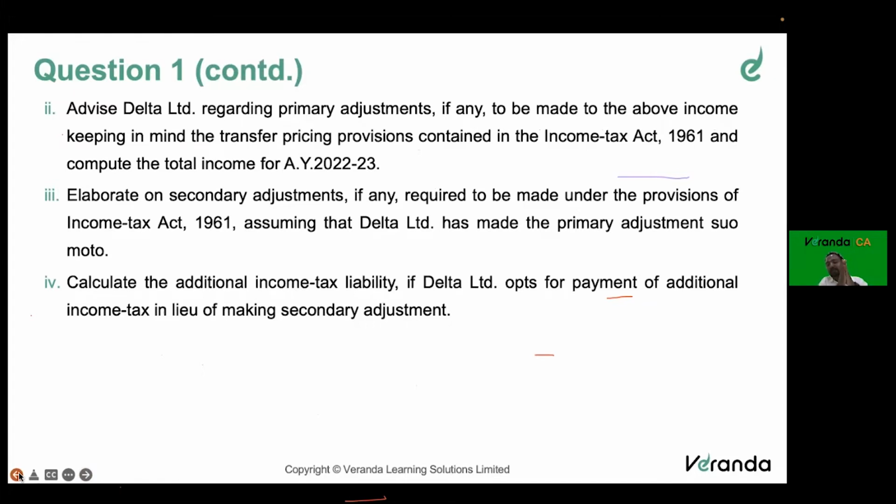So typically, as we said, the things that we need to understand are the primary adjustment. The first thing is we need to understand what exactly a primary adjustment is. Then we need to understand what exactly a secondary adjustment is. And whether this particular transaction will be called an associated enterprise or not. These are the things that we need to understand from this question.